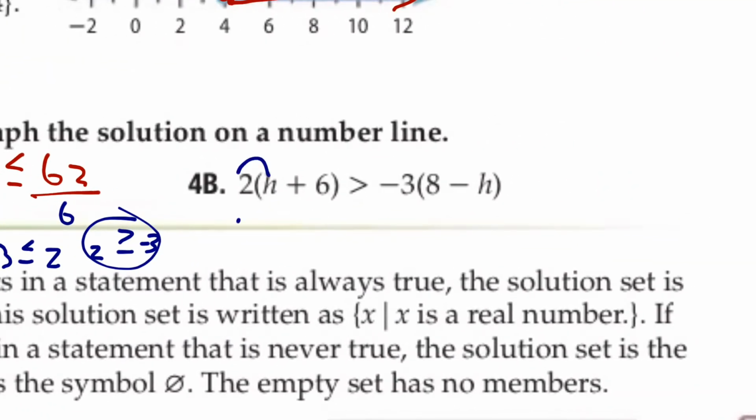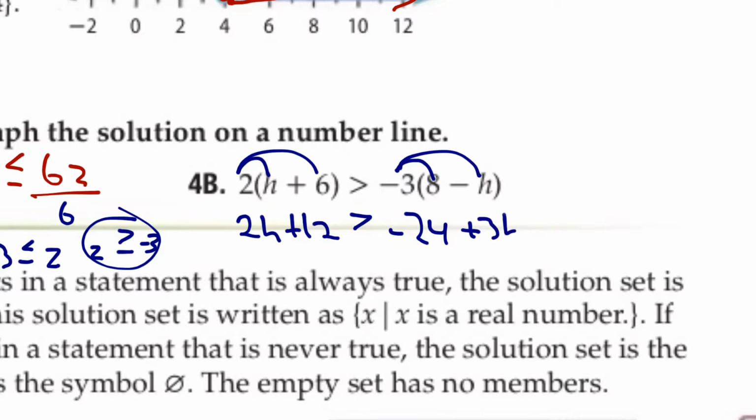Distribute. 2 times h is 2h, plus 2 times 6 is 12, greater than negative 3 times 8, negative 24. Negative 3 times negative h is positive 3h. Be very careful with those negatives.